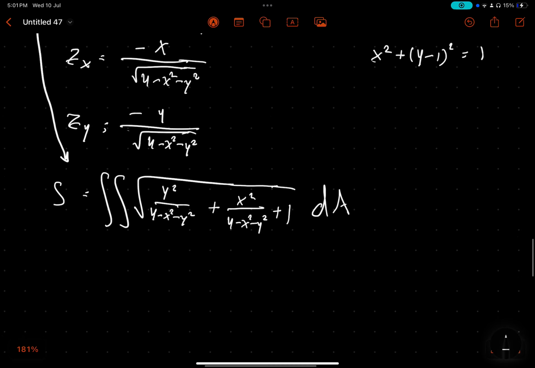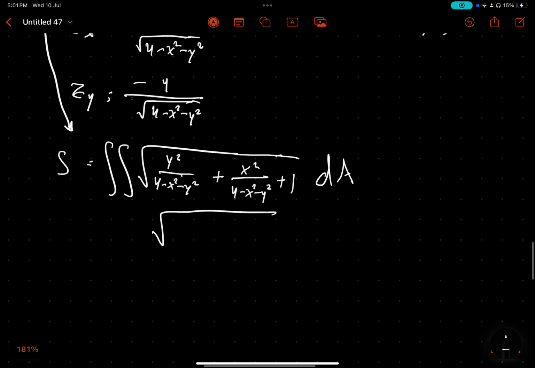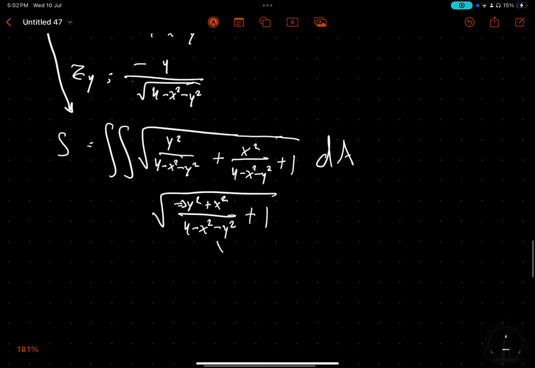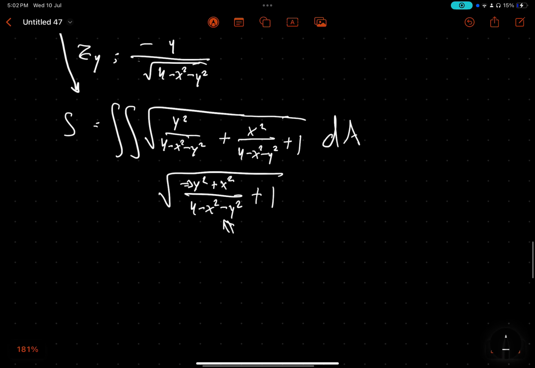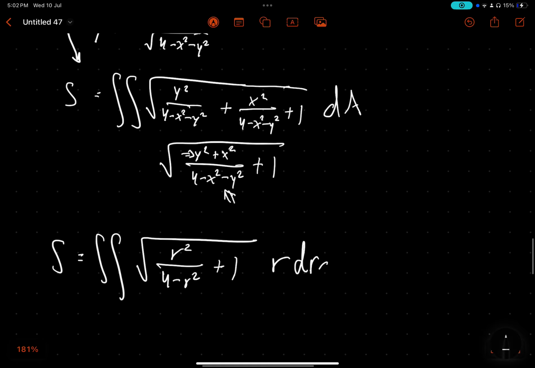Now let's convert to polar. So basically the sum here, this becomes just y squared plus x squared, since it's the same denominator, plus 1. So up here it's r squared, and here this is also r squared, but with the minus sign. So S is going to be the integral of r squared over 4 minus r squared, plus 1, dA. So now let's add in the dA. dA for polar is just r dr d theta.